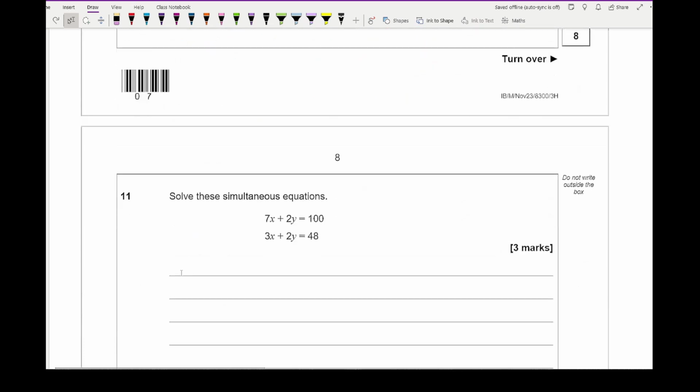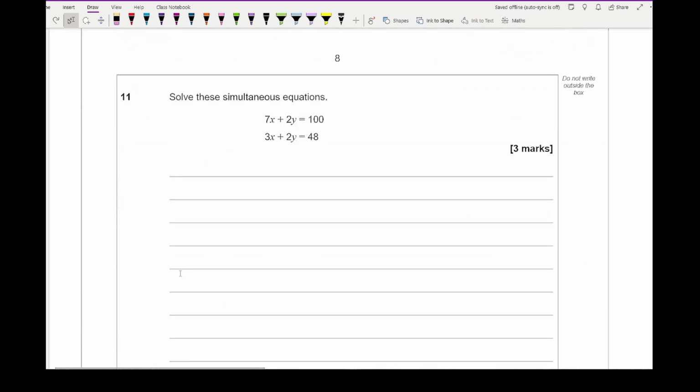Then moving on to question 11, it says solve these simultaneous equations, and we've got 7x plus 2y equals 100 and 3x plus 2y equals 48. With this particular question, what we need to do first of all is see if we've got the same number or quantity of x's and y's. We can see that we've got the same number of y's, which is 2. The next thing we look at are the signs of the y's. As they're both positive, what we're going to do is subtract the two equations.